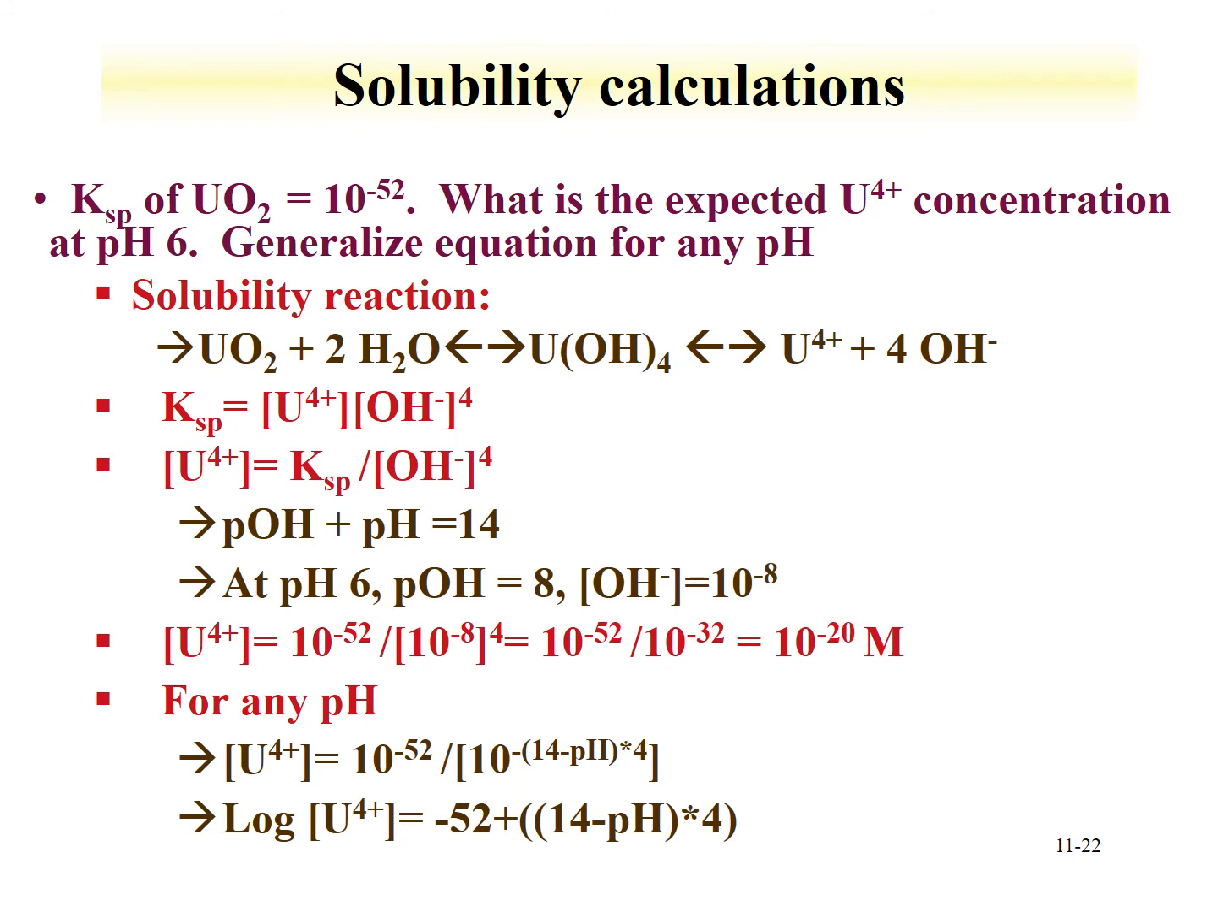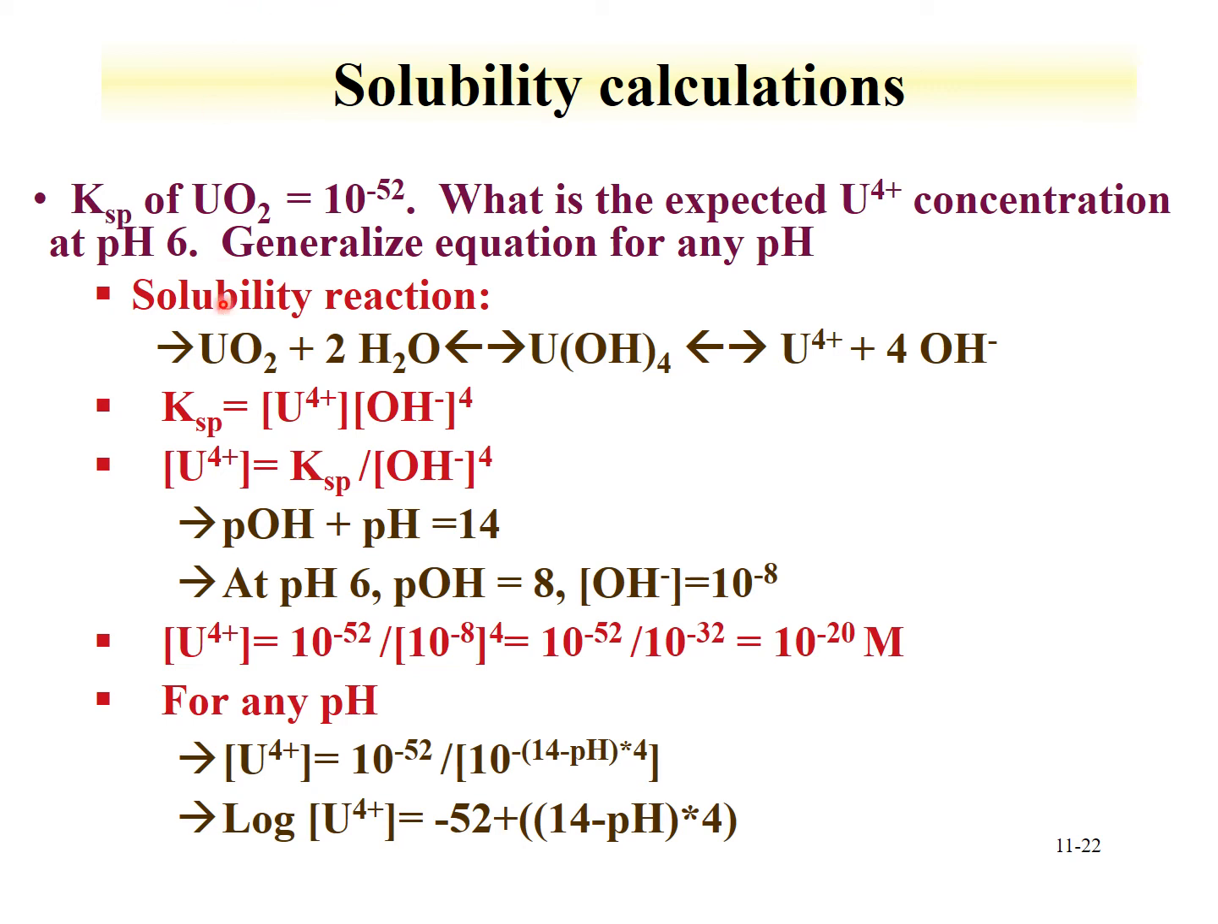We can use this with uranium. Here's a literature value for the KSP of uranium dioxide. The value is 10 to the minus 52. If I use this value, what's the expected uranium-4 plus concentration at pH 6? And then generalize the equation so I can calculate the uranium-4 concentration at any pH. Now, in an actual solution, if the uranium-4 then oxidizes to the 6, your total amount of uranium in solution would be much greater than what you calculate from the KSP. But let's use this as an example.